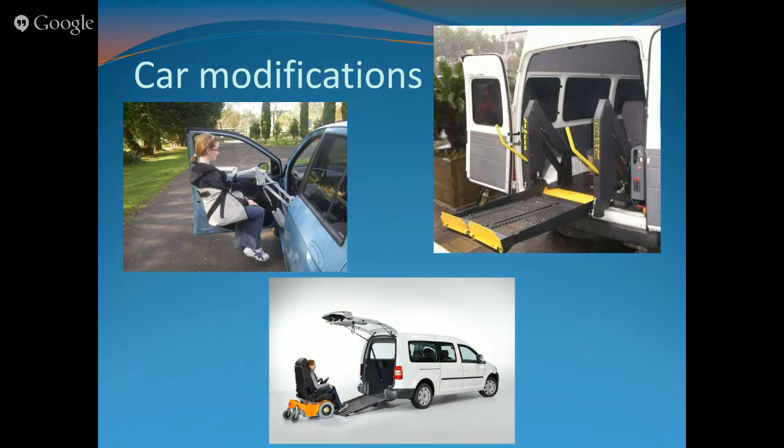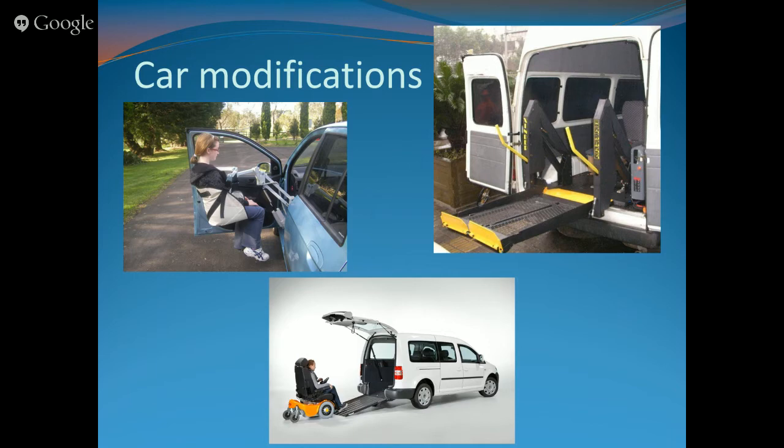I'll just briefly touch on car modifications. It's quite a large element of modifications which can be done and is very complex, but I'll just show you a couple of the different options. On the top left-hand side, you can see a car hoist. So that person has been sitting in a wheelchair and the hoist has been applied around them, and she is being swung into the passenger seat of the standard car.